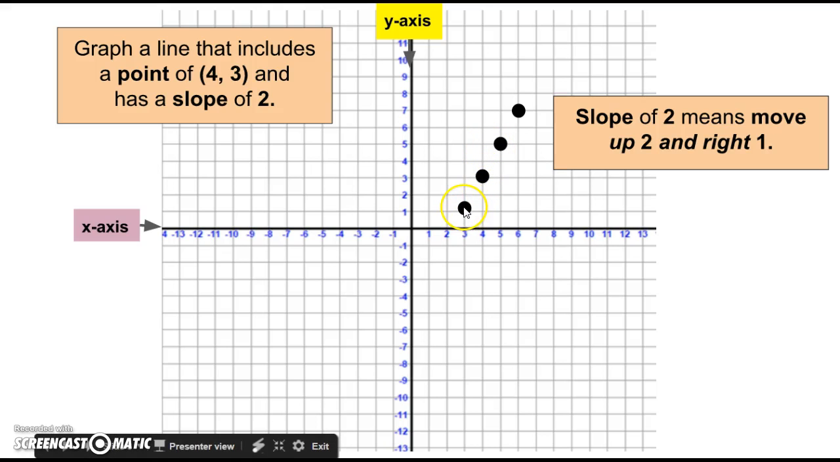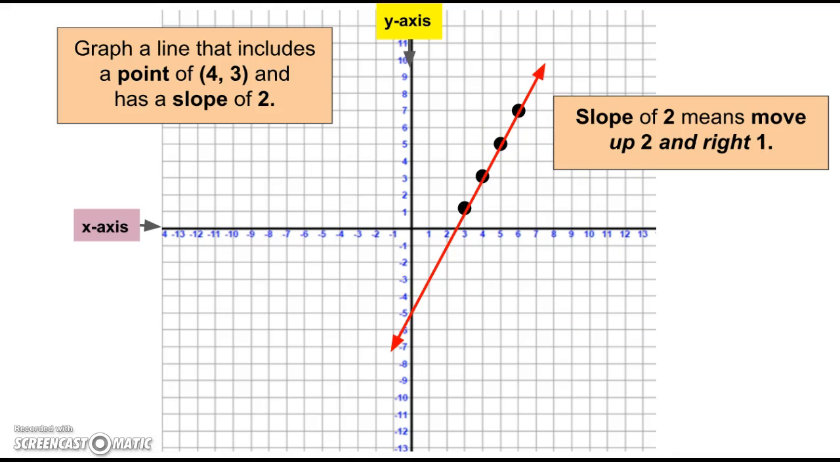If we start from here, what are we doing? 2 up, 1 over, 2 up, 1 over, 2 up, 1 over. If we go backwards, we're going down 2, 1 over the opposite way, down 2, 1 over the opposite way, down 2, 1 over the opposite way. So you can clearly see there's a constant rate of change. We're always changing from one point to the next by the same amount, and that's what slope does. Now we have all these points, we can graph it with a line. That line has a slope of 2.